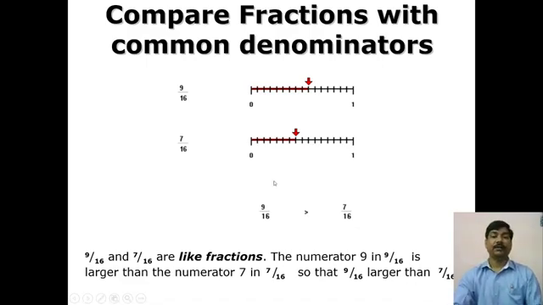So from this picture and from the last picture, it is clear that among like fractions, the fraction having the larger numerator will be the larger fraction. It means in a group of like fractions, the fraction having the largest numerator will be the largest fraction.